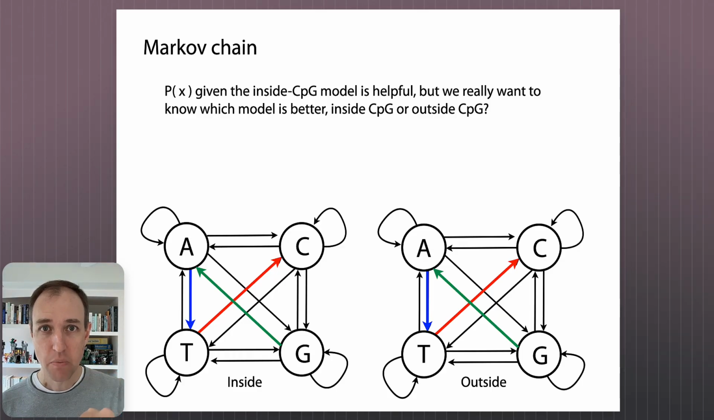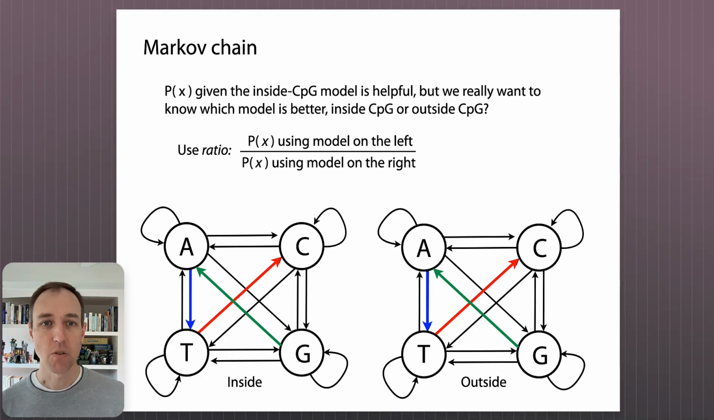And I'm going to compute the joint probability under the outside model. And then I'm going to compare. The way that I'll compare is to take a ratio. So given a sequence X, I might compute the joint probability of X using the inside model, and then compute the joint probability of X using the outside model. Take this ratio, and if the ratio is greater than 1, that's telling me that the probability with the inside model was higher. If the ratio is less than 1, that's telling me that the probability with the outside model was higher. So it gives me a strategy for picking which I think is the better hypothesis, inside or outside.